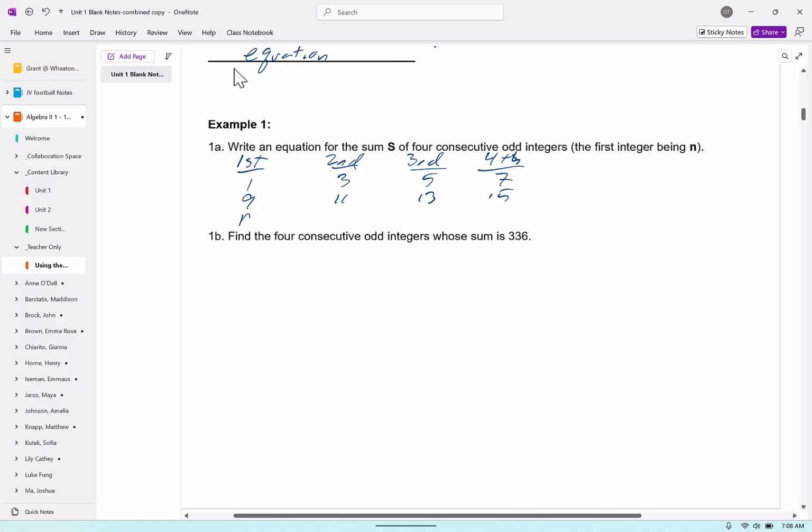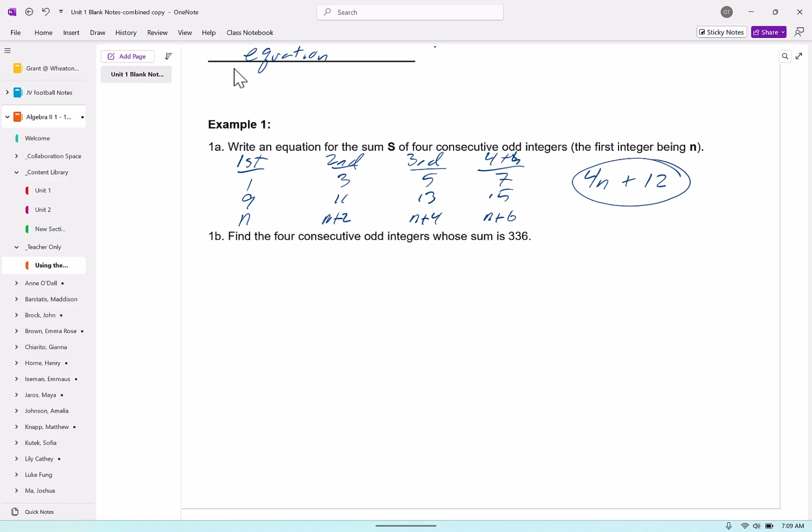All right, the first one is n, then the next would be n plus 2, n plus 4, n plus 6. Now again, remember, it's n plus 6 because I have to start with my first integer n, because that's the reference point, and then to get 3 more consecutive odd integers away, I have to add 2 each time, so I'm 6 away from that original n. If I add all those things together, I will end up with 4n plus 12. So I'm going to use that equation down here.